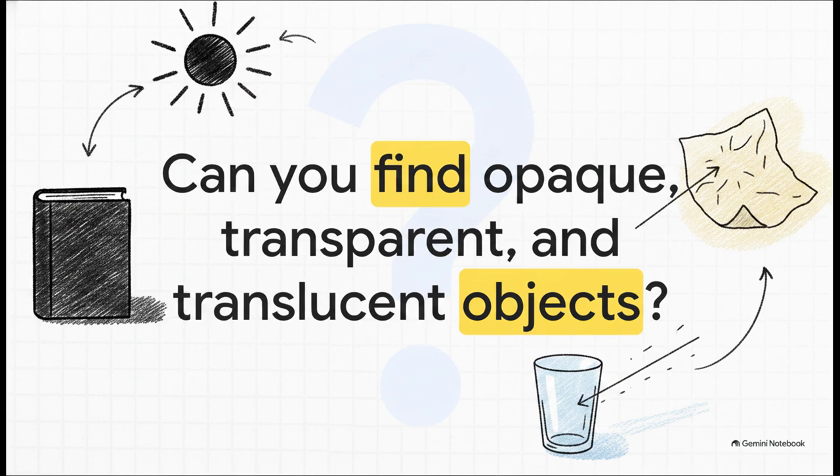Well, that brings us to the end of our journey today. But I want to leave you with a quick little challenge to test out your newly upgraded bilingual scientific knowledge. Take a look around whatever room you are in right this second. Can you spot one opaque object that completely blocks light, one transparent object that lets it sail straight through, and one translucent object that scatters it?